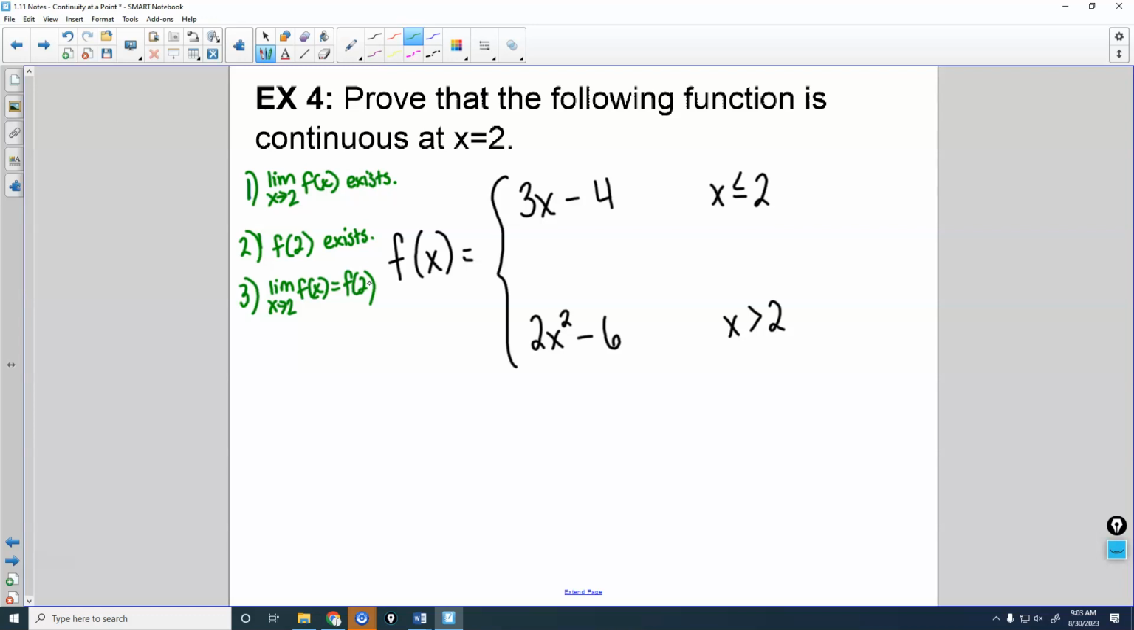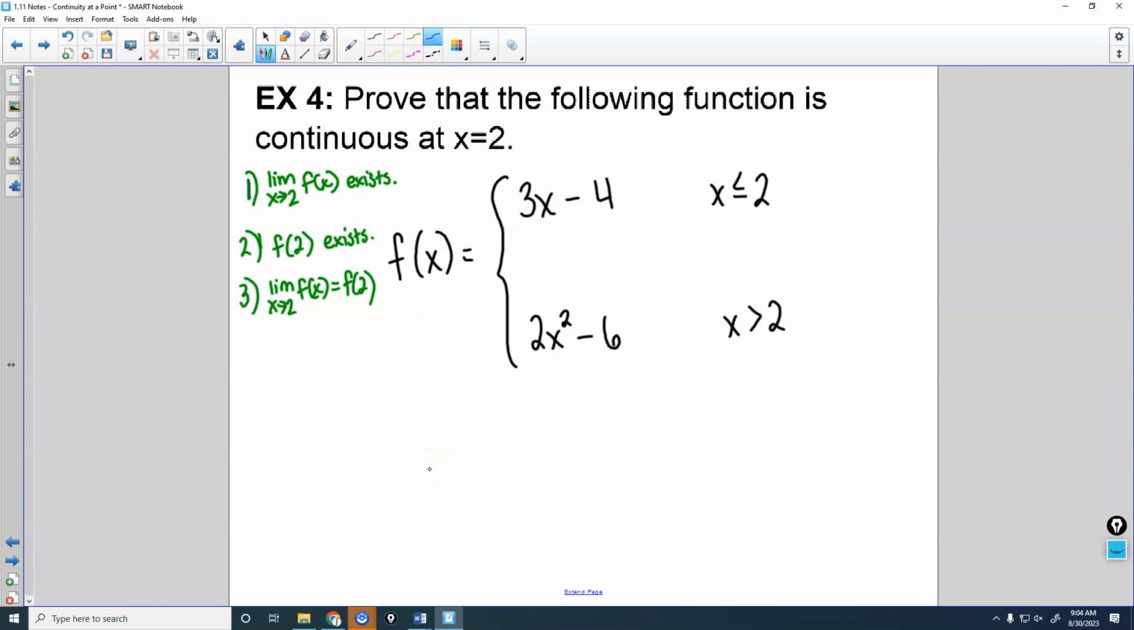Because there have been some things that seemed to be true, but turned out not to be always true. They were just true in a lot of cases. So you got to prove that this is the case. And to prove that this is continuous, we have to do these 3 things.